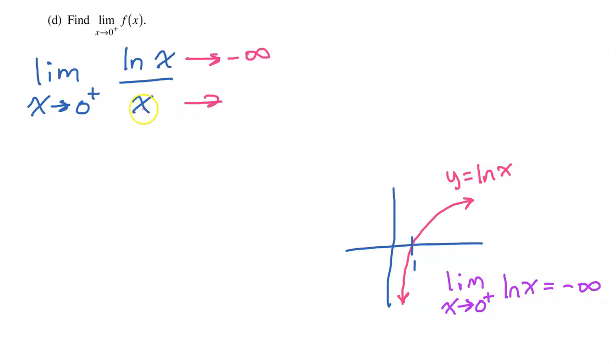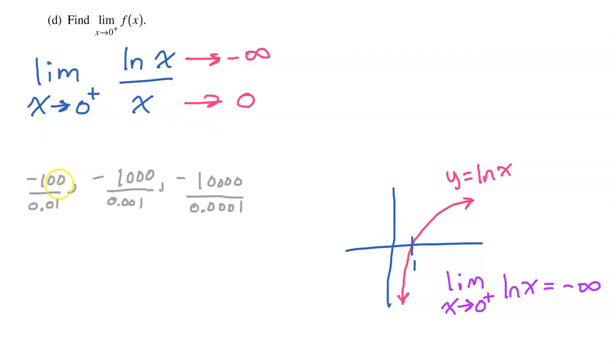Of course, the denominator, which is just x, is approaching 0. But what about the value of the overall fraction? Let's look at some examples to picture what's happening in the numerator. Imagine that we have -100, then -1,000, then -10,000. Meanwhile, the denominator is getting closer and closer to 0. When you take -100 and divide it by 0.01, that makes it even more negative. And same thing if you divide -1,000 by 0.001, that makes that even more negative, and so on.